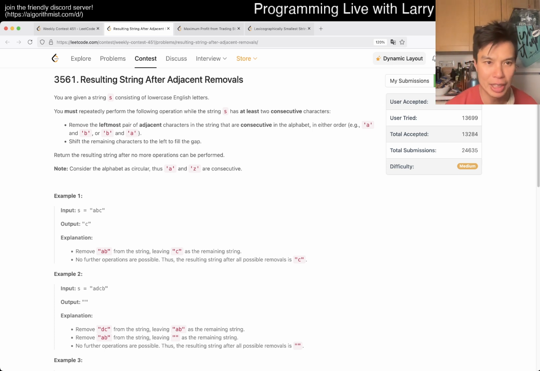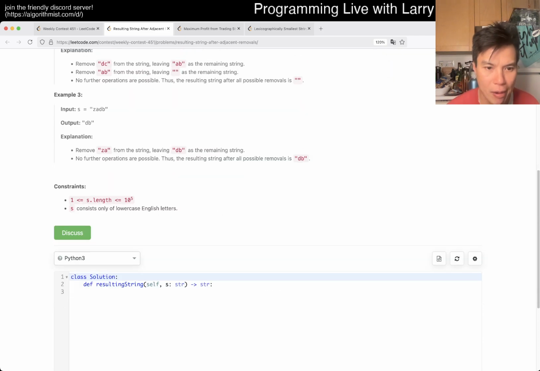Resulting string after adjacent removals. Okay, so you have string s. You may repeat the following while s has 2 consecutive characters: return the leftmost that are consecutive, shift the remaining characters to the left, fill the gap. Return the resulting string. Okay. I mean, it's just a regular stack problem, right?